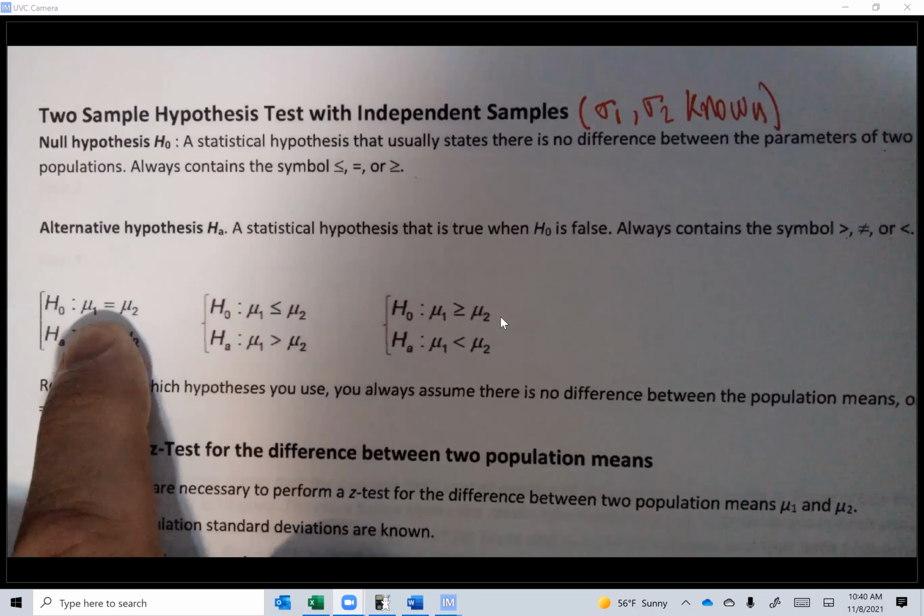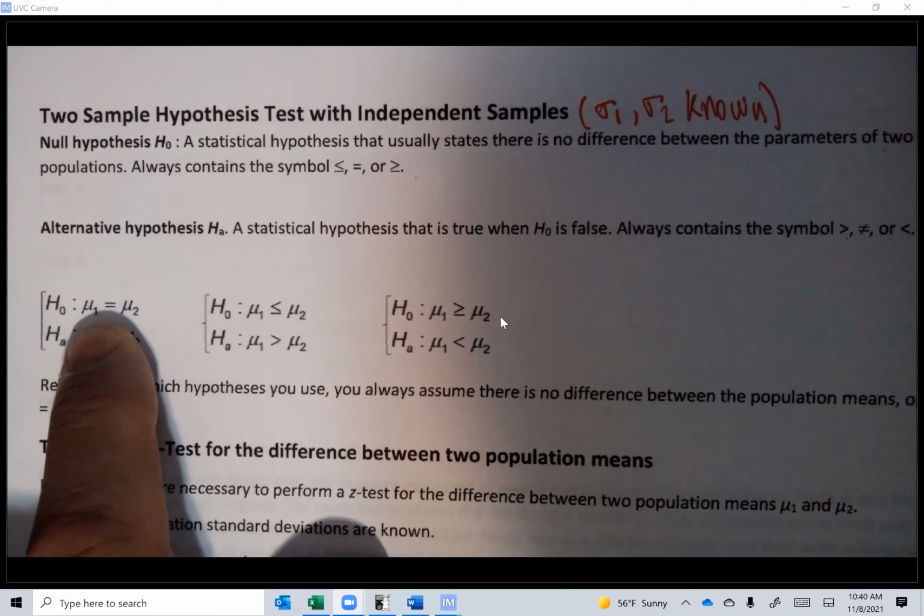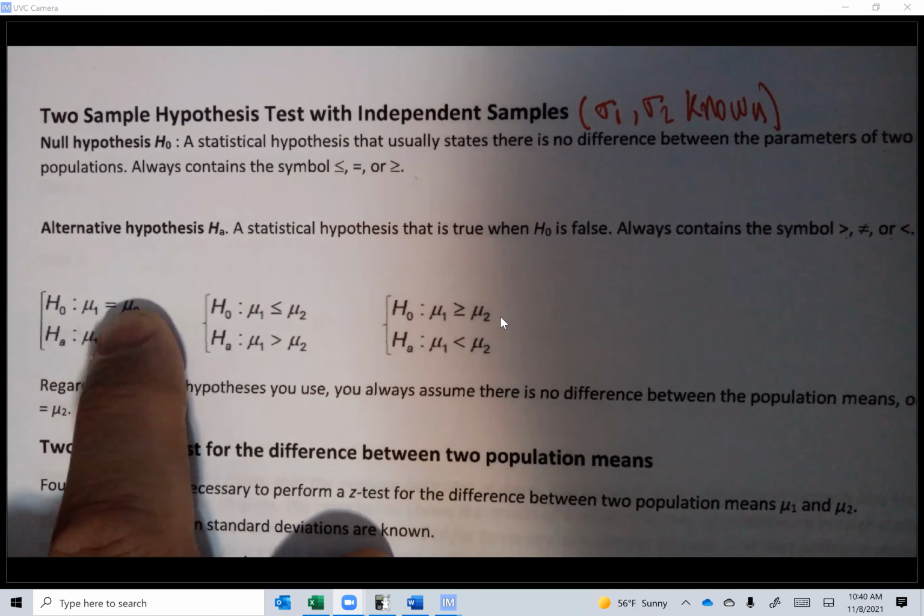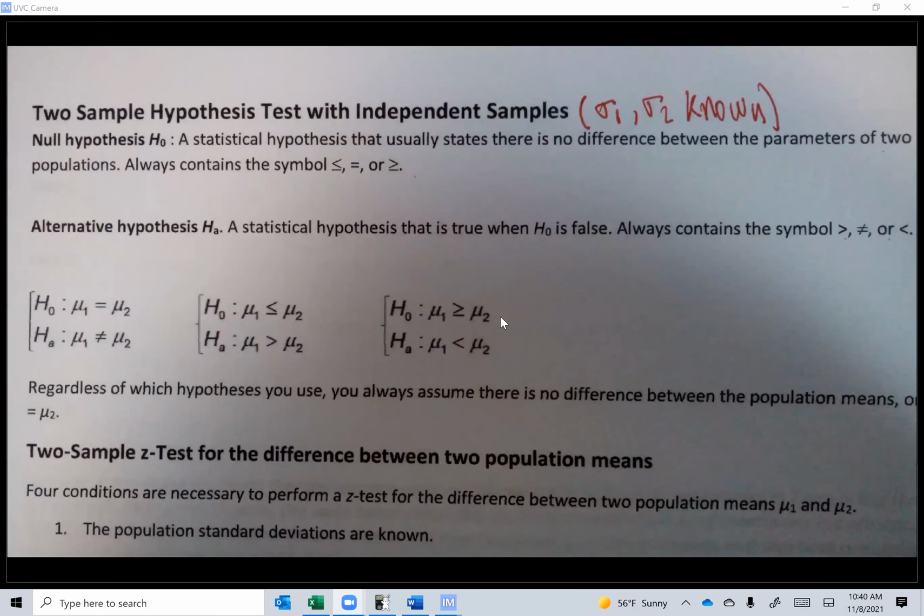We always assume that the null hypothesis is true until proven otherwise. Remember, the defendant is not guilty until proven otherwise. So we always try to begin our discussion with saying, let's assume H0 is true, and let's find the p-value and see if we can reject H0 or not reject H0. Okay.